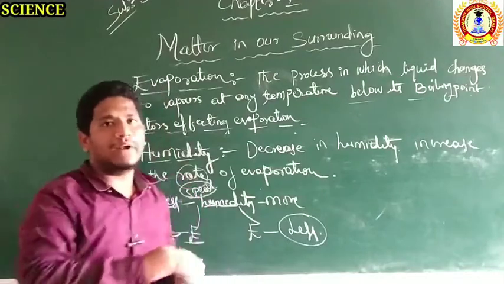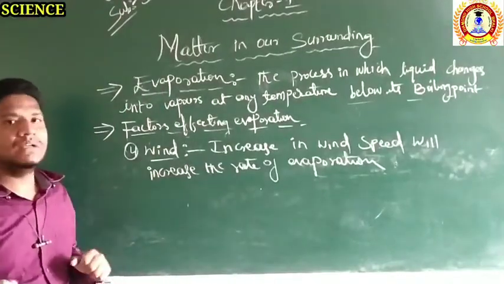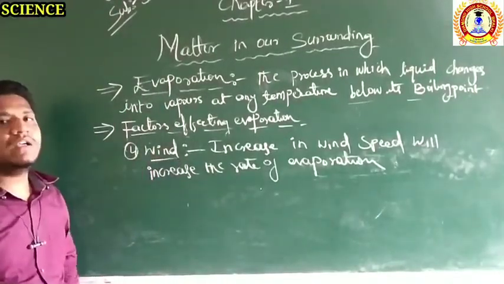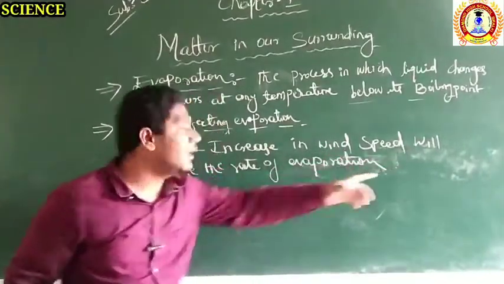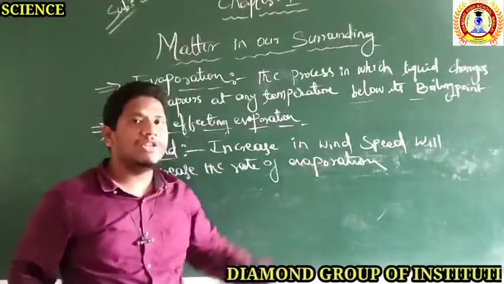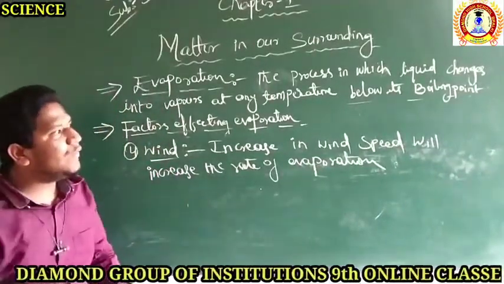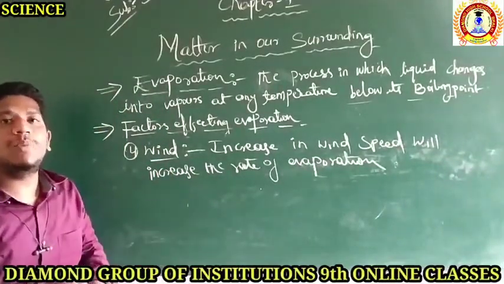Now the fourth factor. The fourth factor is the wind. How does the wind affect the rate of evaporation? Simple. An increase in the wind speed will increase the rate of evaporation. How? If the wind speed is more, then the rate of evaporation will be more.